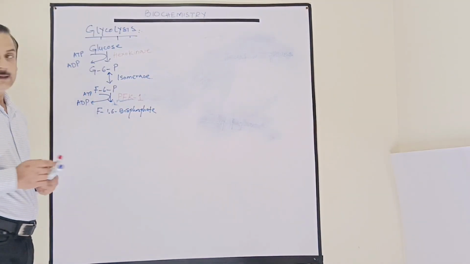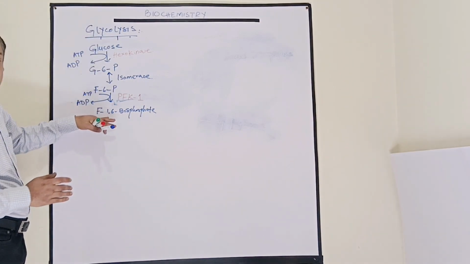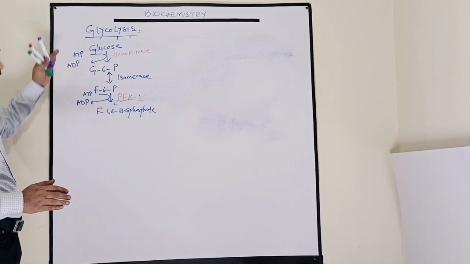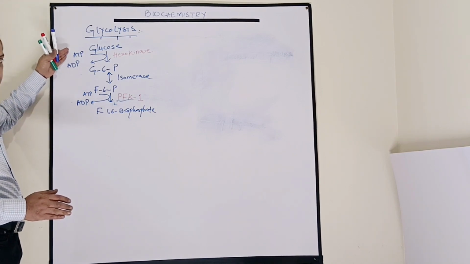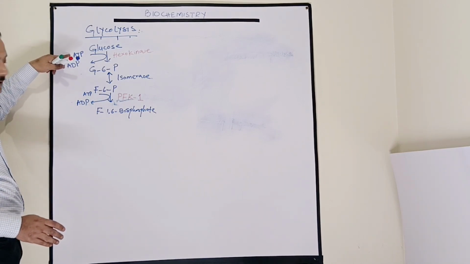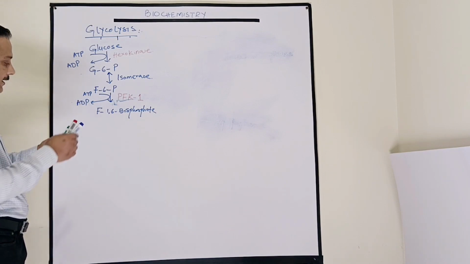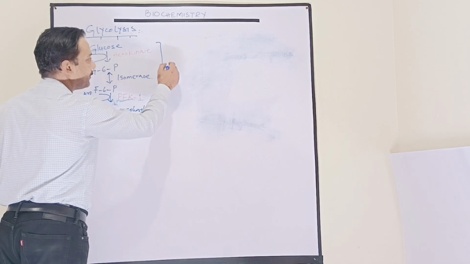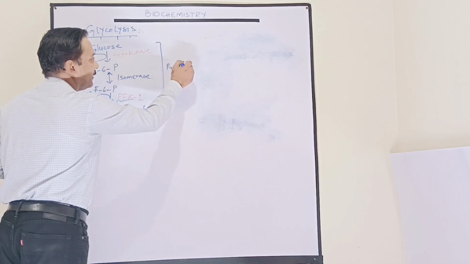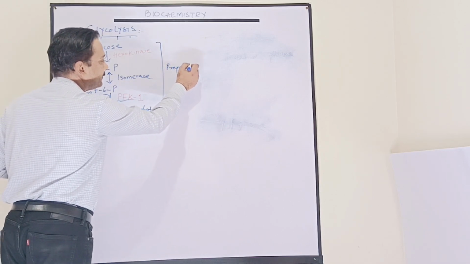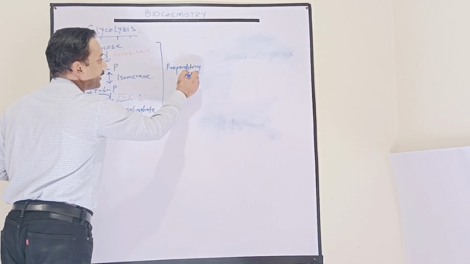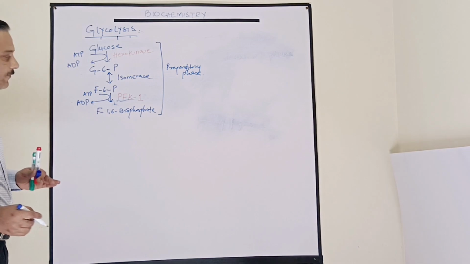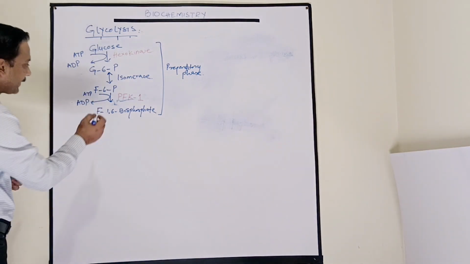Now with fructose 1,6 bisphosphate, this is where the preparatory phase ends. This is the investment phase where we invested two ATPs. Here you can see one ATP is invested here, one ATP is invested here. So this is the preparatory phase or investment phase. Now after this, the second phase, the payoff phase or the lysis phase starts.